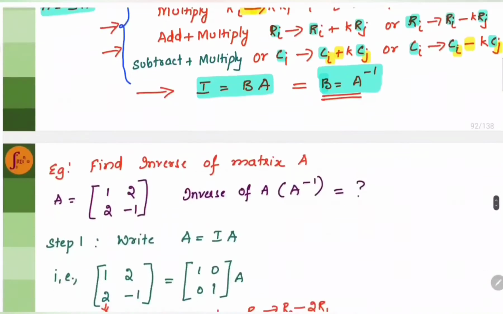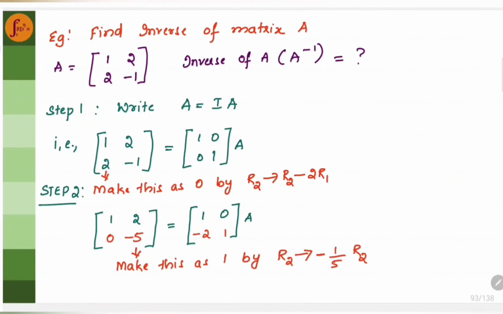Now let's take multiple examples. We'll go through multiple examples, another important topic. Let's find the inverse of matrix A. This is the matrix that is given. Now you have to find the inverse of A. Inverse of A means A inverse, like this. We have to find this.